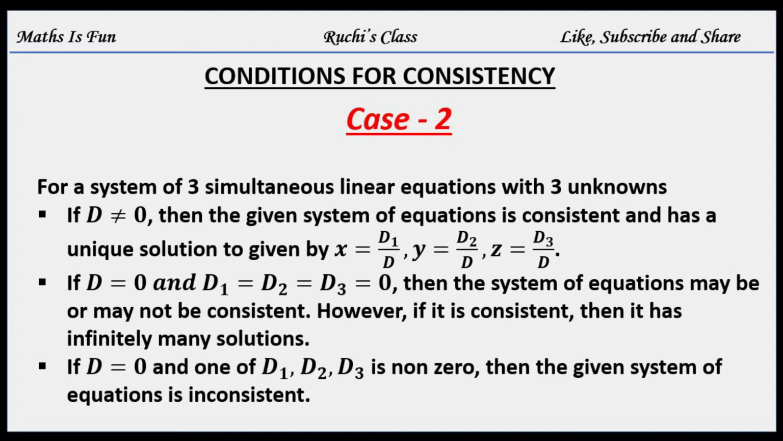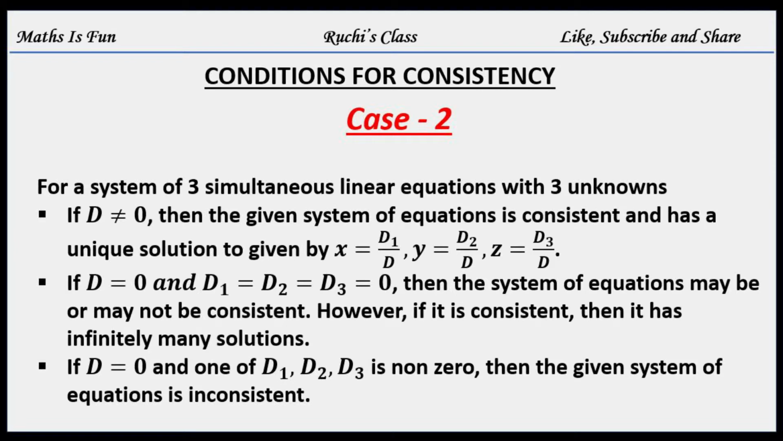then the given system of equations may or may not be consistent. However, if it is consistent, then it has infinitely many solutions. Third, if D is equal to 0 and at least one of the determinants d1, d2, d3 is non-zero, then the given system of equations is inconsistent.